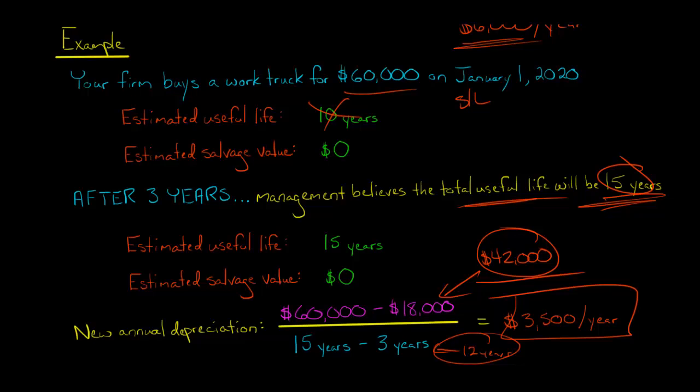So here's the takeaway. We used to be taking $6,000 of depreciation every year for this asset. Okay, and that's what we did for the first 3 years, and the book value is $42,000. But now going forward, we're going to take $3,500 a year of depreciation for this asset every year for the next 12 years. We don't go back and say, well, last year it should have been different, or we made a mistake. We just change the estimate. Now it's $3,500 a year depreciation. That's what we record. We just fix it and we move on.